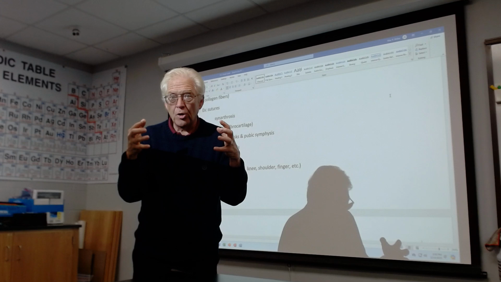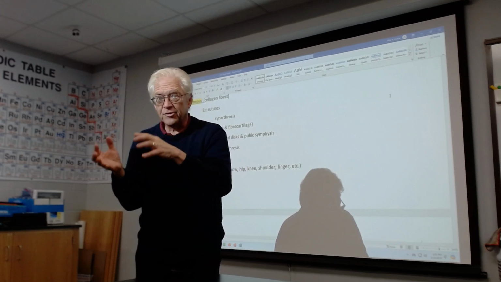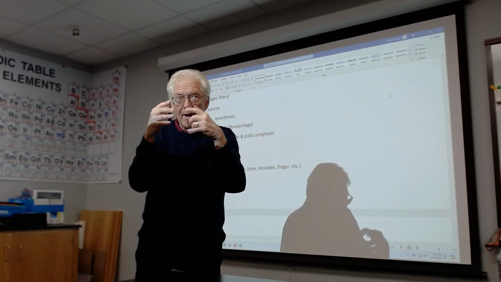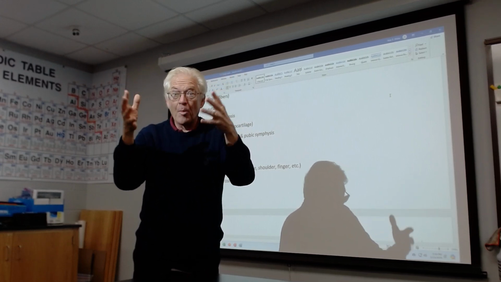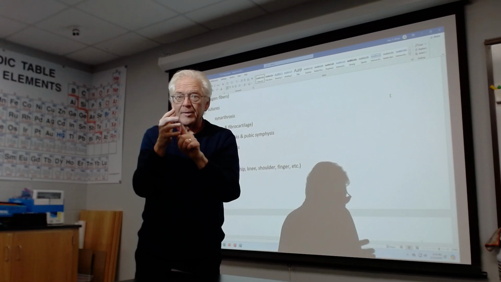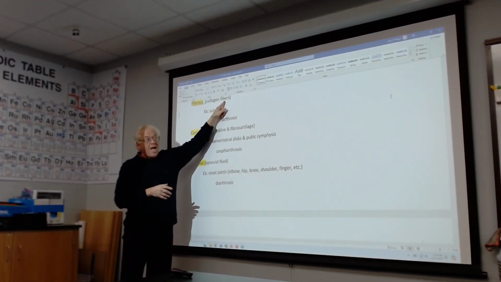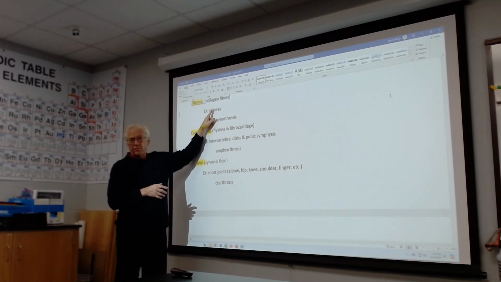Okay? Now what do I call two bones fused together? Synostosis. So it's still open. But it's not open like wide open like an open door. Guess what's holding them together? Collagen fibers. Okay? And that's the sutures of your skull.